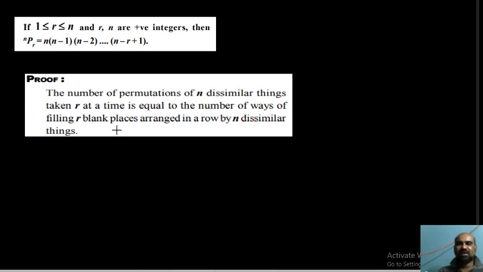Okay. You want to write notes? You can write in this way. So this is the theorem. So NPR is equal to this. How to prove NPR equal to this? You can write in your notes: the number of permutations of n dissimilar things taken r at a time is equal to the number of ways of filling r blank places arranged in a row by n dissimilar things.